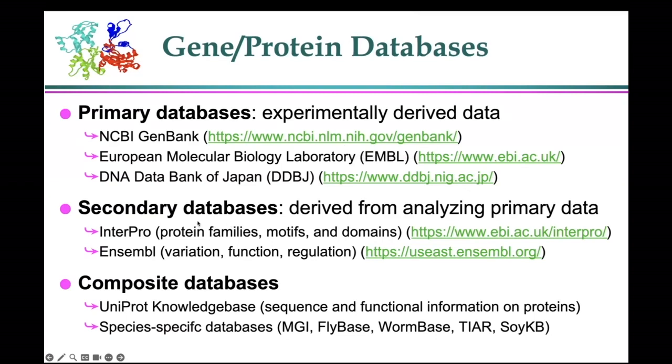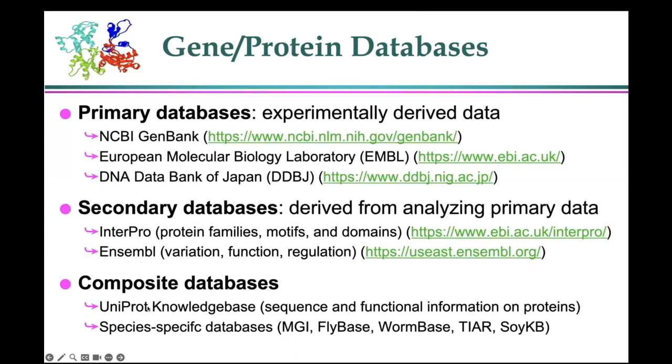And then there are a lot of so-called secondary databases. They host data from computational analysis on the primary databases, including some annotation. For example, InterPro for protein families, motifs, and domains. And Ensembl is for genes, variation, function, and regulation. They are very useful because even though you can run tools yourself to study these proteins, it's a lot easier just to look up from the database.